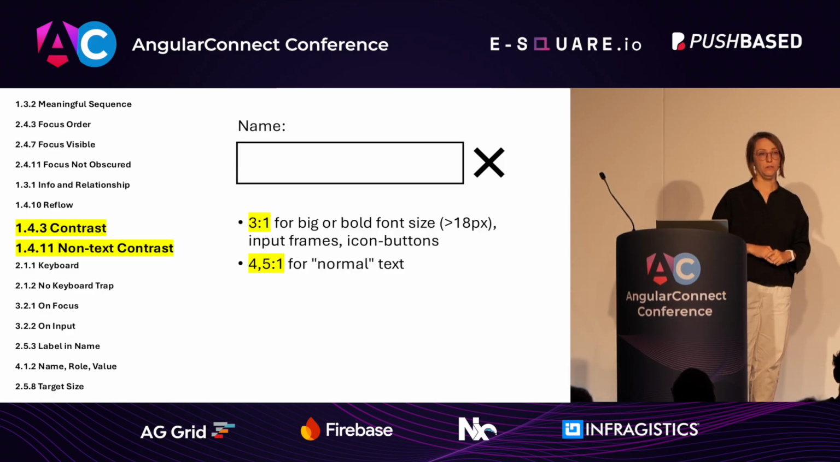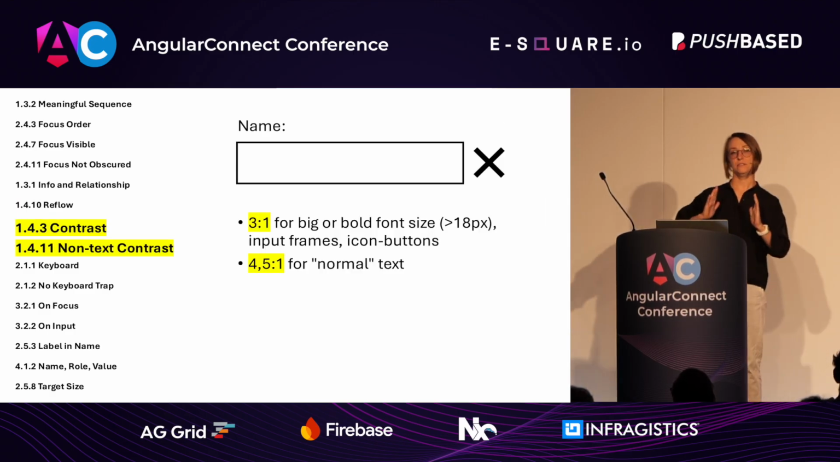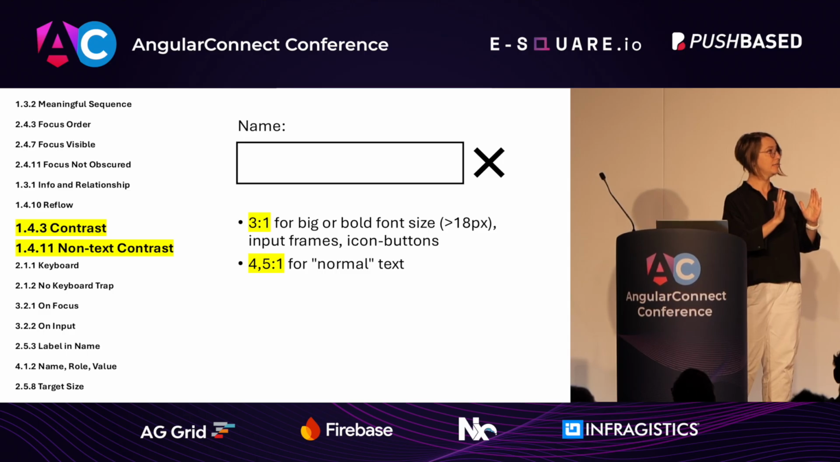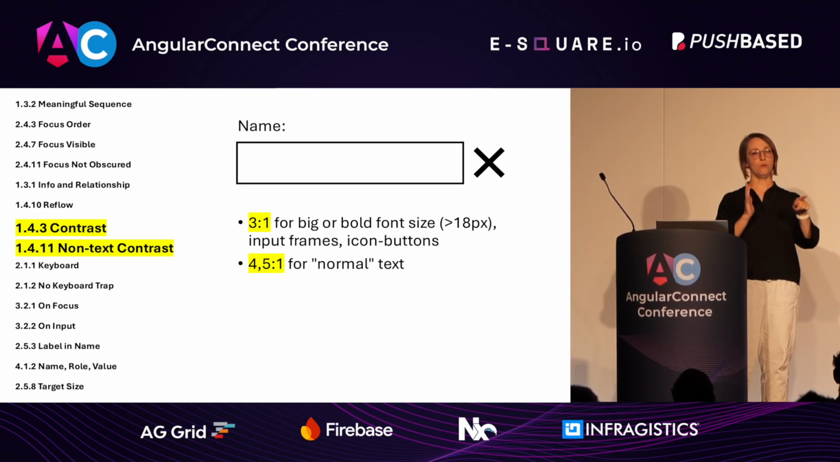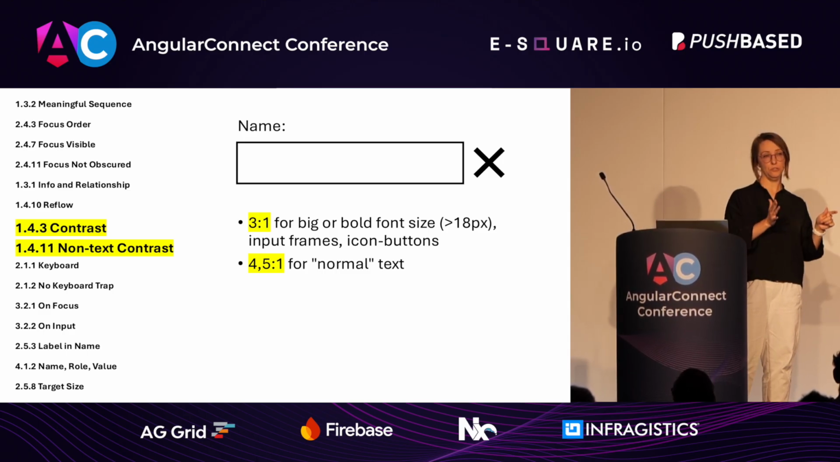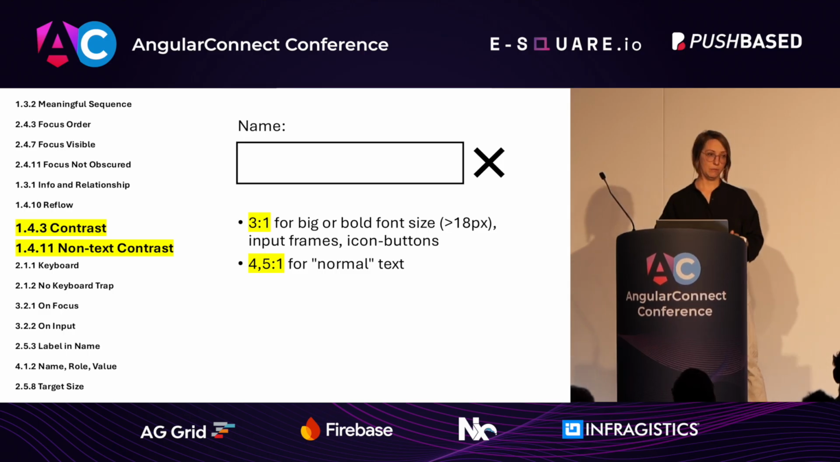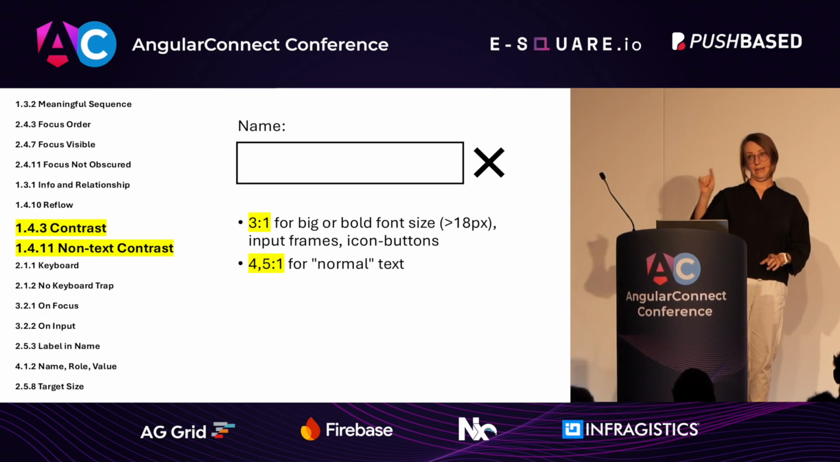Next one is reflow. Squash your website to 300 to 320 pixels and check if you have to scroll in both directions. Because if you do, it's a failure of the Web Content Accessibility Guidelines. Well, and it's really confusing to stay on one line.